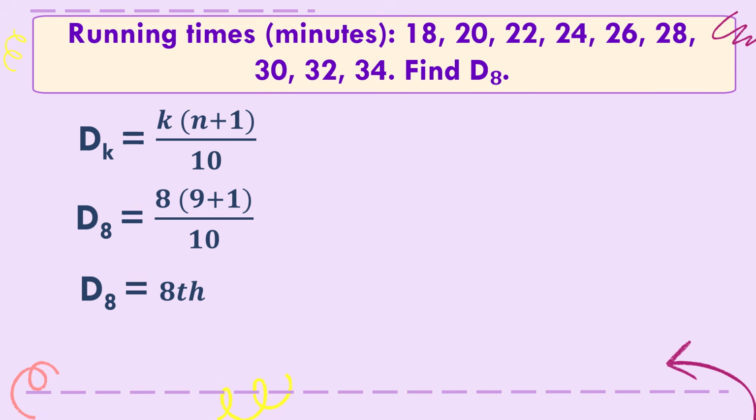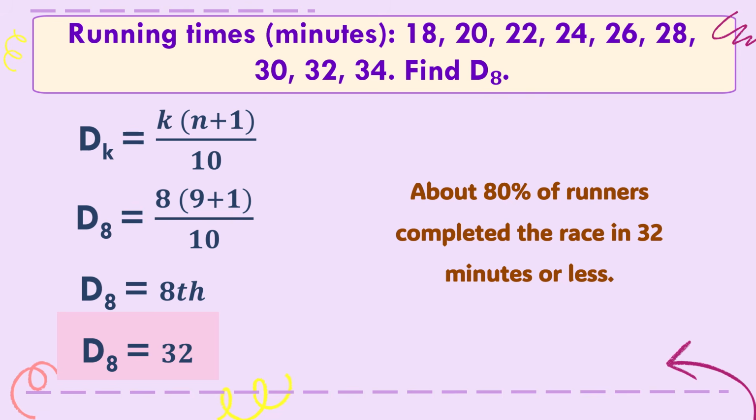So decile 8 is on the 8th position. If we count 1, 2, 3, 4, 5, 6, 7, 8, the eighth position is 32. So decile 8 is equal to 32. It means that 80% of the runners completed the race in 32 minutes or less.